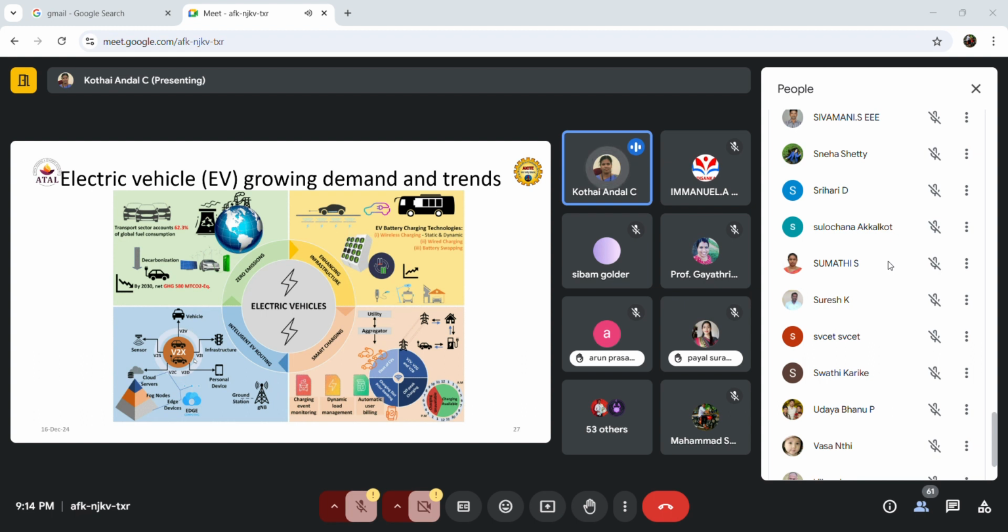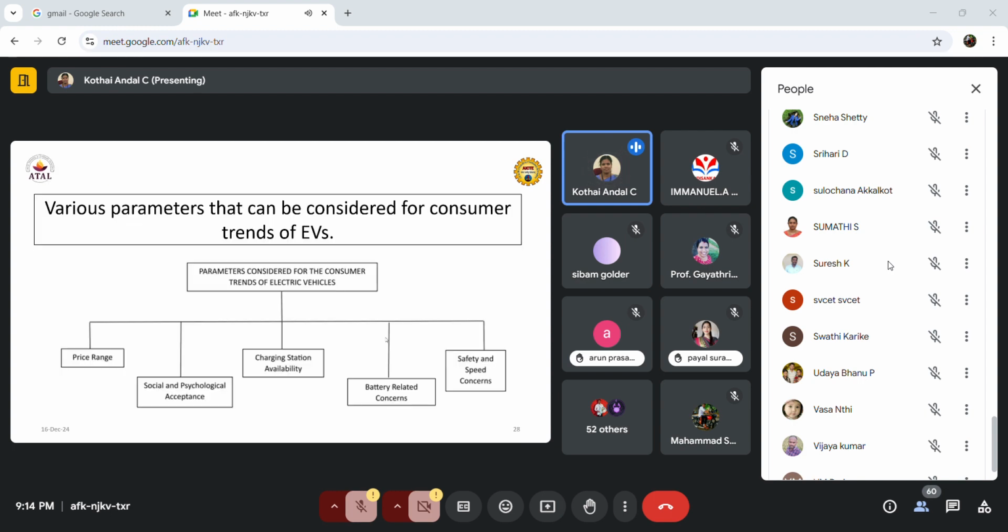Then V2G and G2V technology: how we integrate with renewable sources. This is important, and it is one of the main advantages of the EVs we are using. Charging stations are also becoming somewhat automated, with building and utility integration, and off-peak hour charging. The government encourages charging during off-peak hours instead of peak hours. Those things come under smart charging technologies.